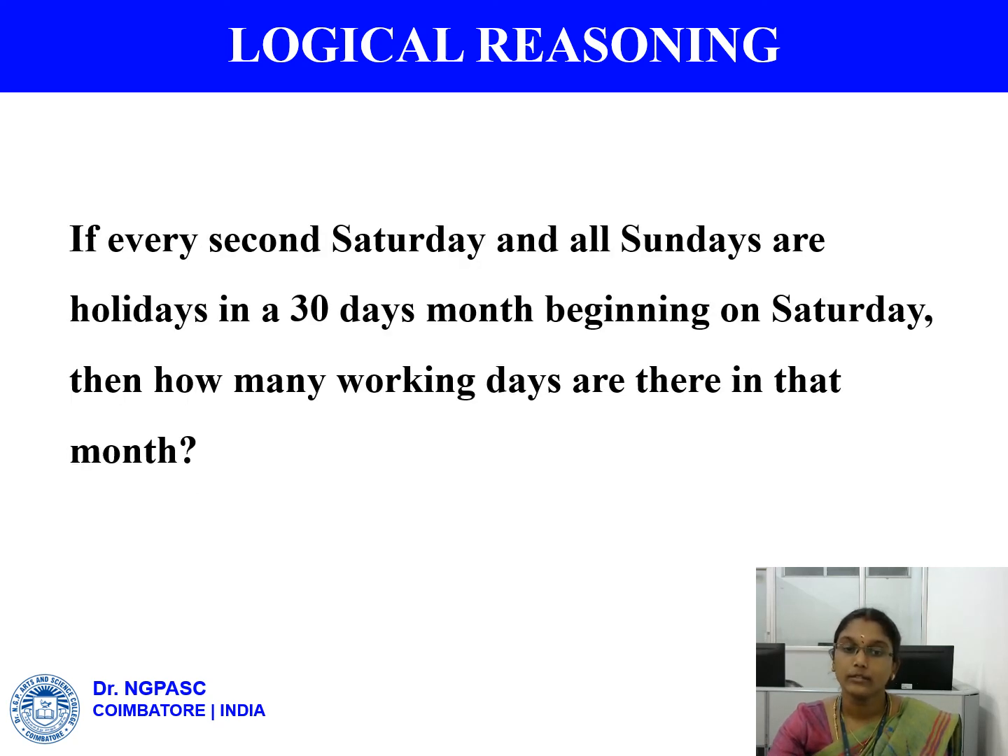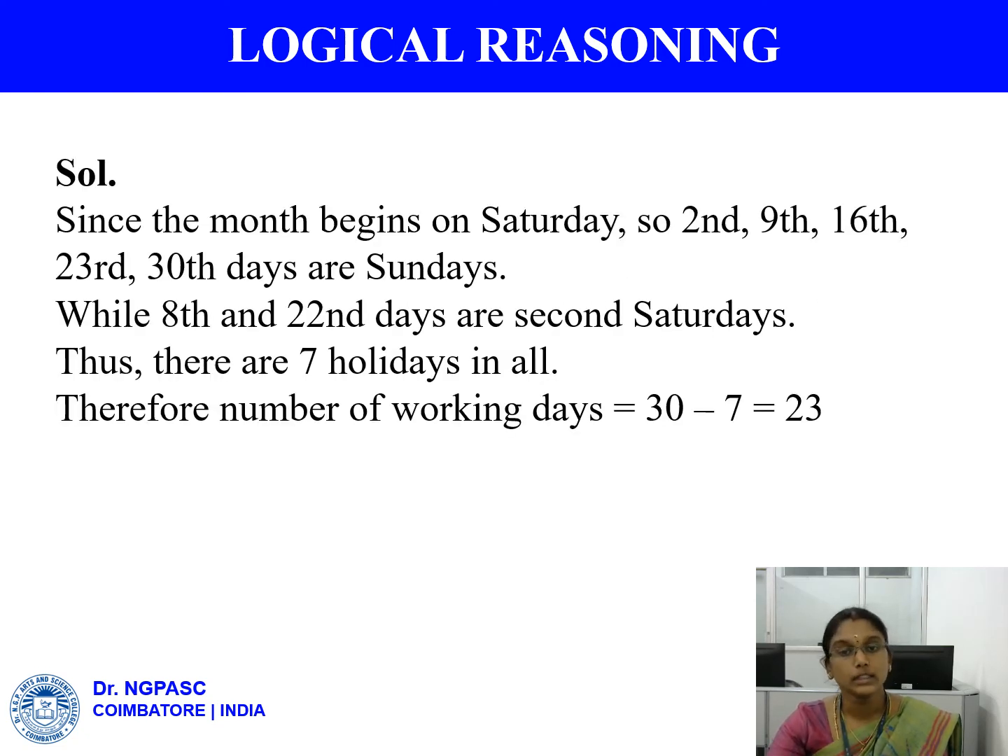Next, if every second Saturday and all Sundays are holidays in a 30 days month beginning on Saturday, how many working days are there in that month? The month begins on Saturday, so the 2nd, 9th, 16th, 23rd and 30th days are Sundays. The 8th and 22nd days are second Saturdays. So there are 7 holidays. So the number of working days is 30 minus 7, that is 23 days.